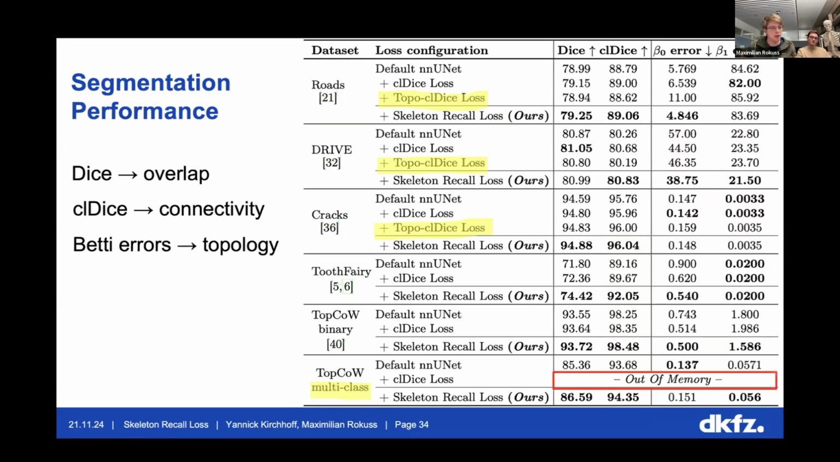So I mentioned before that we are comparing against Topo clDice loss, but as this introduced a new topologically accurate differentiable skeletonization algorithm, that introduced a lot of additional overhead, and therefore it was only feasible to do that in 2D. It was completely infeasible for our 3D data sets, unfortunately. That's why we only have results for that on the 3 2D data sets. And if you look at the multi-class setting of TopCow, which is the last data set we have here, you can already see that for clDice loss, that actually ran out of memory. We trained that on an A100 GPU with 40 gigabytes of VRAM, but it was completely infeasible. And we'll also see more on that in a second.